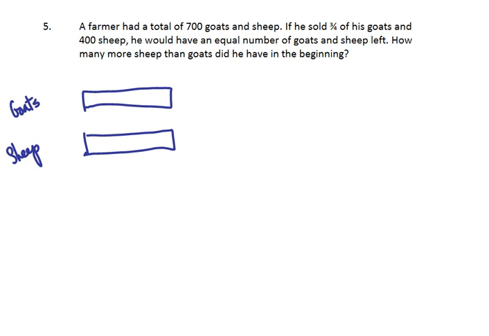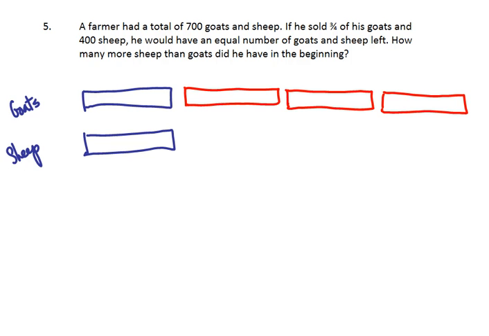Well, he sold off 3/4 of his goats. So if he sold off 3/4 of his goats, in the end he only had 1/4 left, which means that there should have been 3 more of those boxes worth of goats sold off. So he sold off 3 out of 4 of his sections of goats and would have wound up with only 1 left. Then he sold off 400 of his sheep and ended up with the same number of sheep as goats. So we know that there were 400 sheep sold off, so that they had the same number of sheep as goats left over.